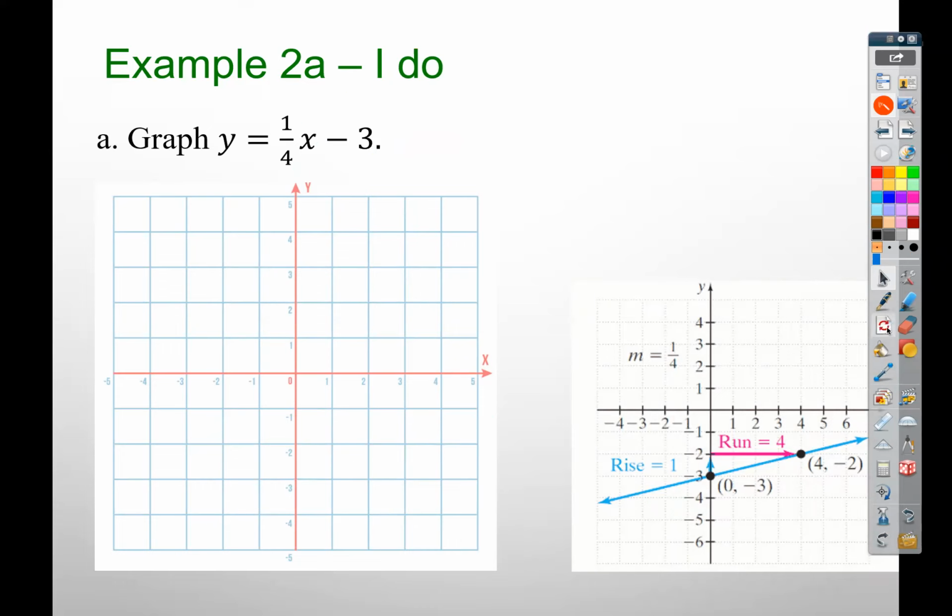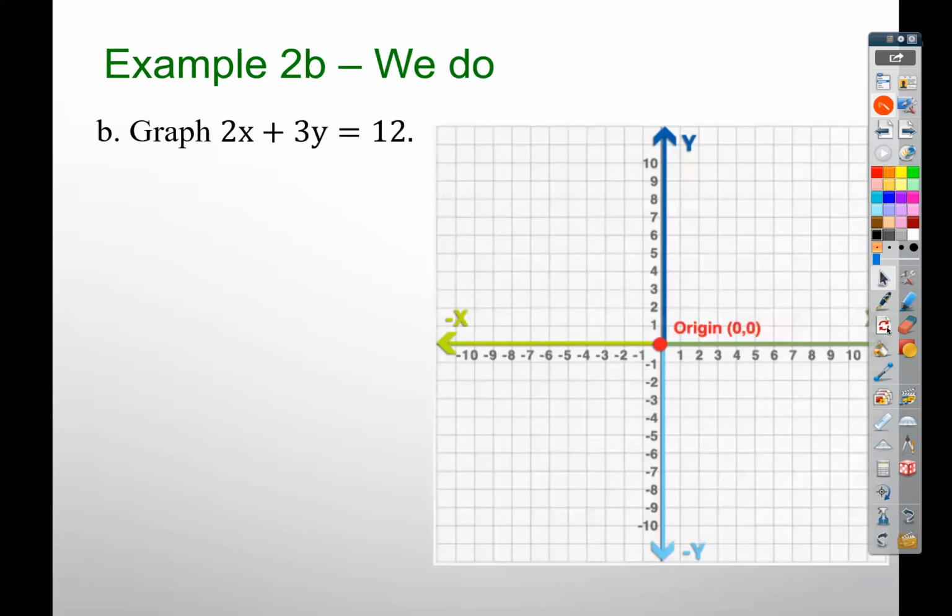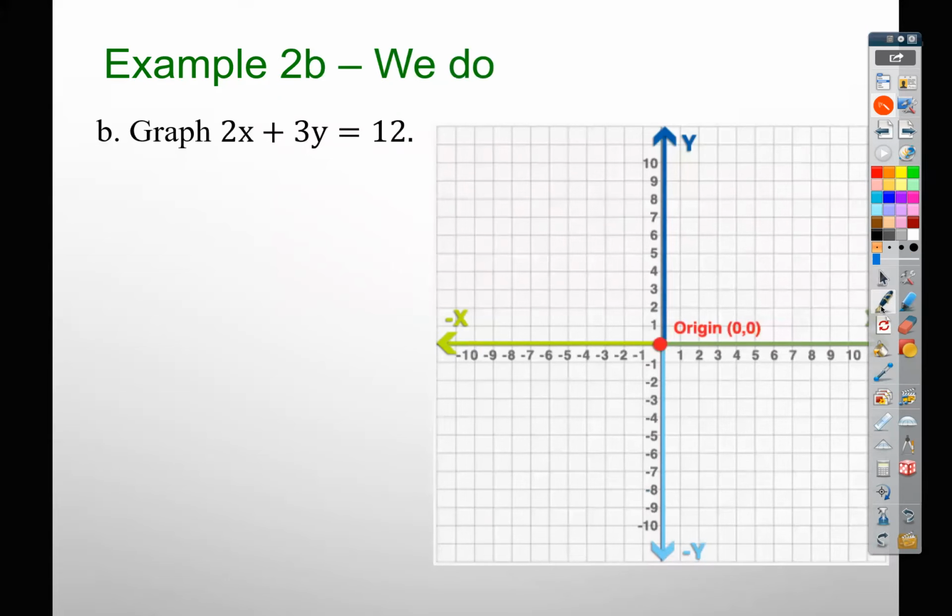Okay, next. All right, so we're going to do this one together. So we're going to graph 2x plus 3y equals 12. What form is this in? This is in standard form. So actually, you can do this by graphing your intercepts. So I'm going to show you that real quick.